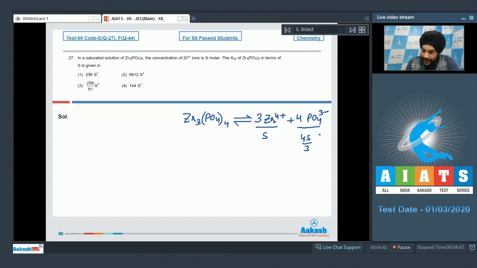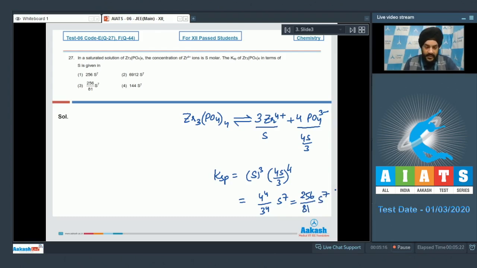Now if we talk about the Ksp value, it should be S cube into (4S by 3) raised to the power 4. So this is going to give us a value equal to 4 to the power 4 upon 3 to the power 4 into S to the power 7. On simplification this gives us a value equal to 256 by 81 S to the power 7. If we look at the options given to us, we can clearly see that for this question, the correct answer which has to be marked is option 3. Let us look at the next question now.